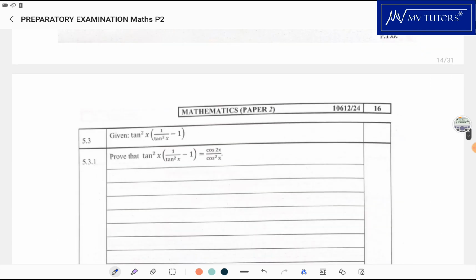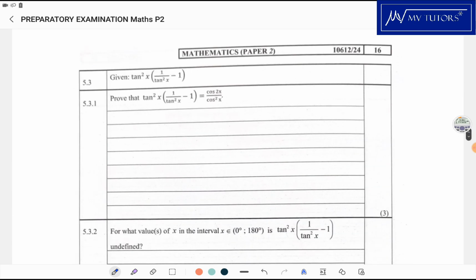Okay, so that's 5.2.2. And now it says, given that tan squared x times 1 over tan squared x minus 1, prove that tan squared x is equal to cos 2x over cos squared x. Okay, so what are we going to try to prove? Are we going to prove the left-hand side is equal to the right-hand side, or the right-hand side is equal to the left-hand side? I think it's better taking the tan over to the cos, unlike starting with the cos and trying to work yourself to tan. Okay, so let's rather work with the left-hand side.